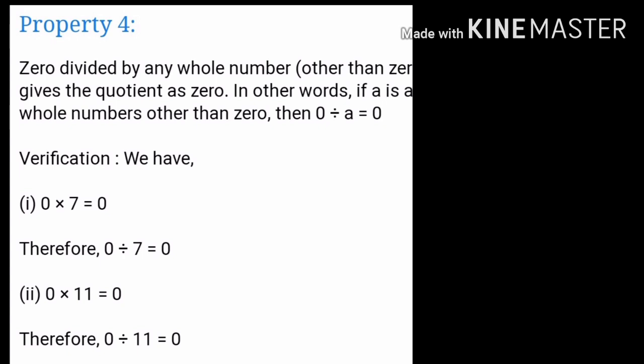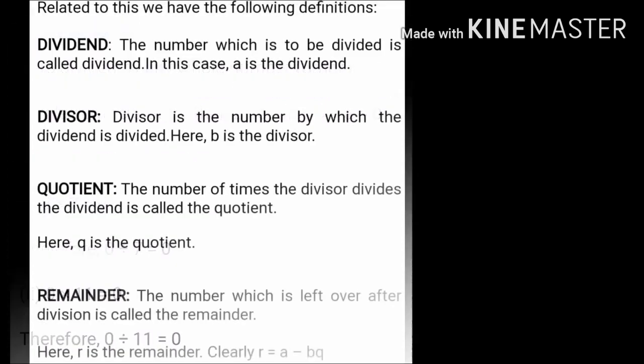Right? Now the fourth point which we should remember is 0 divided by any whole number other than 0 gives the quotient as 0. 0 divided by A is equal to 0. But this A should not be 0. You have to remember this, that it should not be 0. 0 divided by 1 or 2 or 3 is always equal to 0.